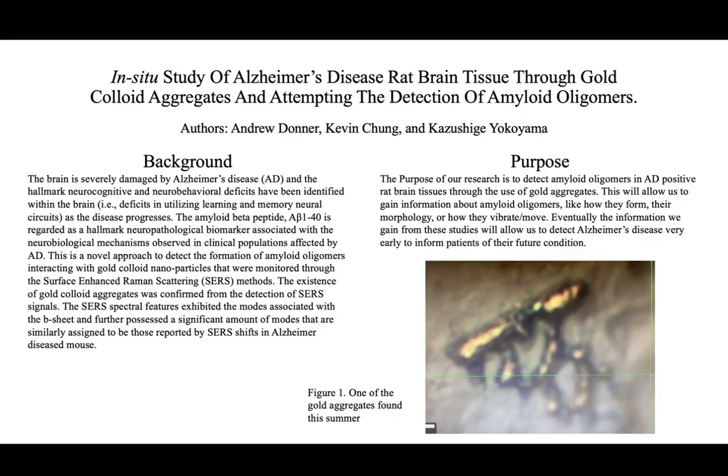symptoms including memory loss. In our research, we used the amyloid beta 1-40 peptide, which is a biomarker associated with Alzheimer's disease. We have put together an approach to detect the formation of amyloid oligomers interacting with gold colloid nanoparticles that were monitored through the surface-enhanced Raman scattering methods. The purpose of this research is to detect amyloid oligomers in AD-positive rat brain tissues through the use of gold aggregates, and this will allow us to gain information about oligomers.